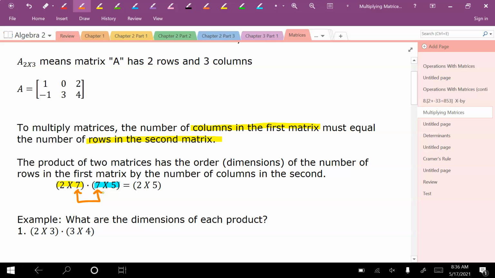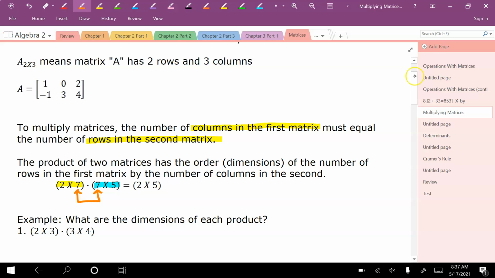If those numbers don't match, then you can't multiply the two matrices together. So 2 by 7, 7 by 5, the 7s have to be the same number. What then happens is those numbers on the outside, the 2 and the 5, tell you what the dimensions of your new matrix are going to be. So when I multiply a matrix where one has 2 rows and 7 columns, and the other has 7 rows and 5 columns, my end result matrix is going to have 2 rows and 5 columns.